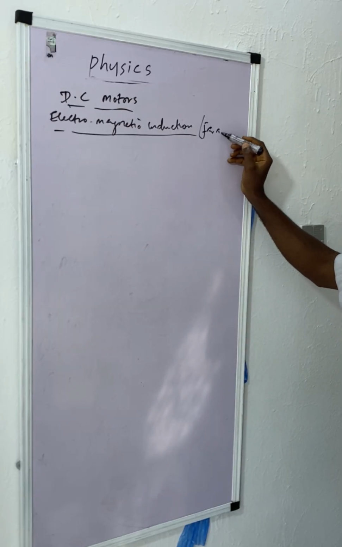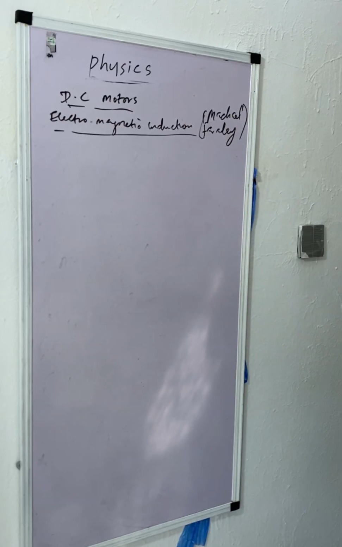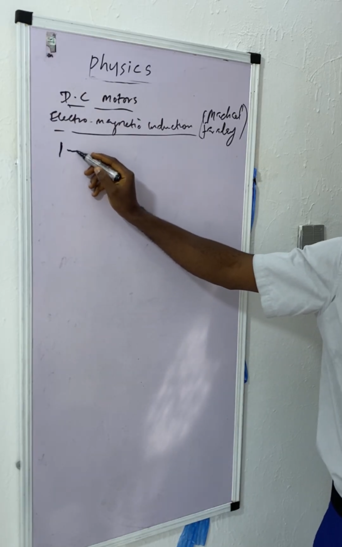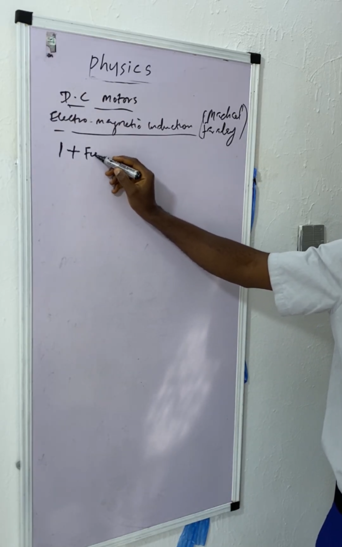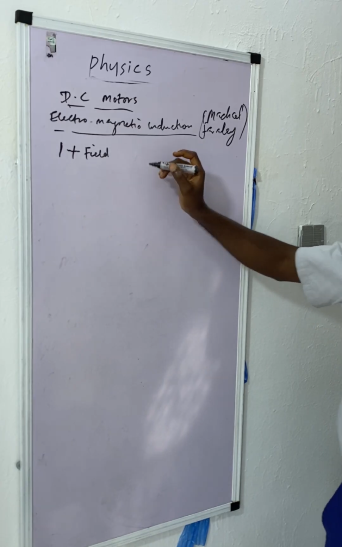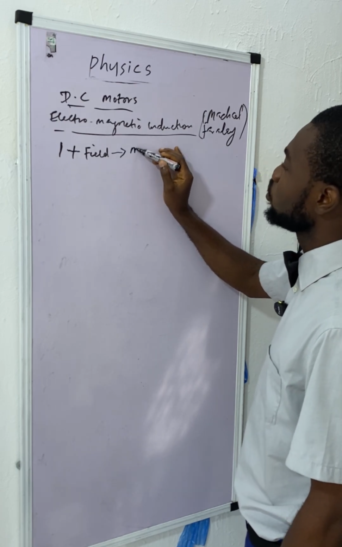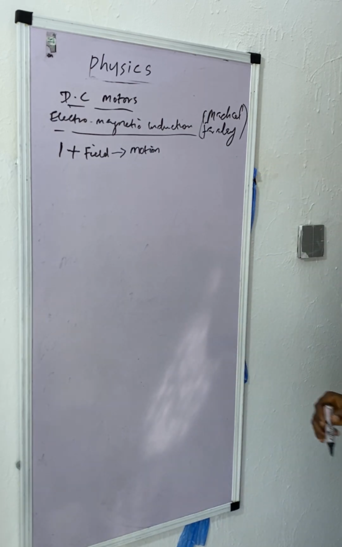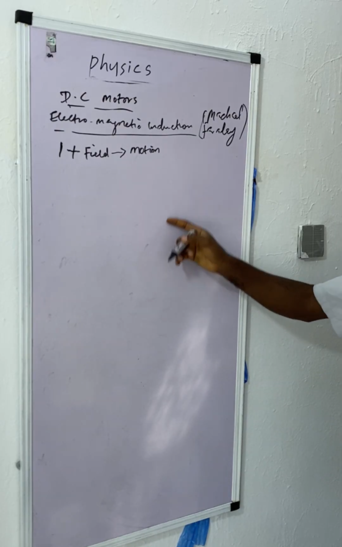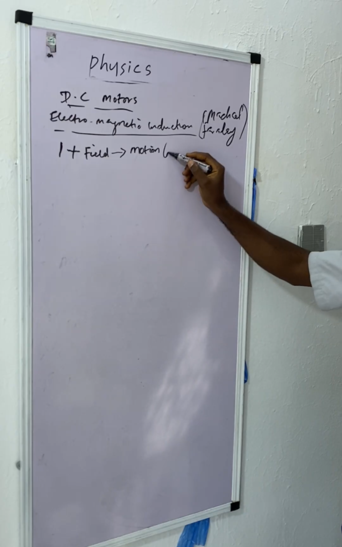Who is the father of this? Michael Faraday is the father of electromagnetic induction. Now looking at the DC motor, the principle: when current enters the magnetic field, what happens? Motion is induced. That is how the motor works. Current enters a changing magnetic field, motion is induced, and it starts rotating.